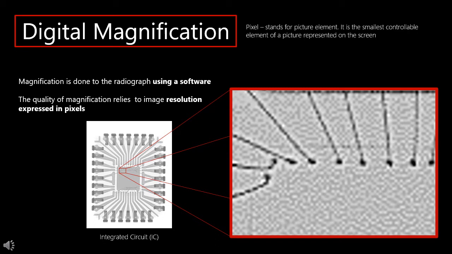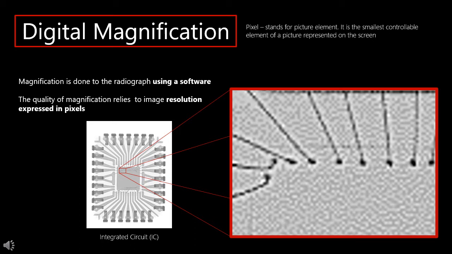Now, digital magnification is another type of magnification which is done to the radiograph using software. So this means that there's already a radiograph captured, and then we will just be using an external software that is capable of such magnifications. So the quality of the magnification highly relies on the resolution of the image. This resolution is expressed in pixels.